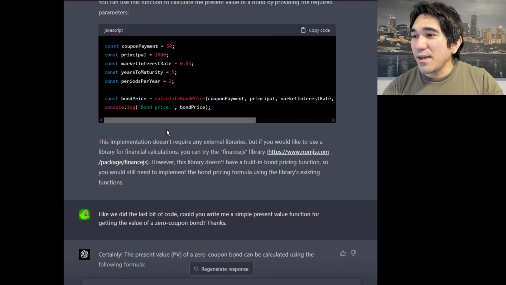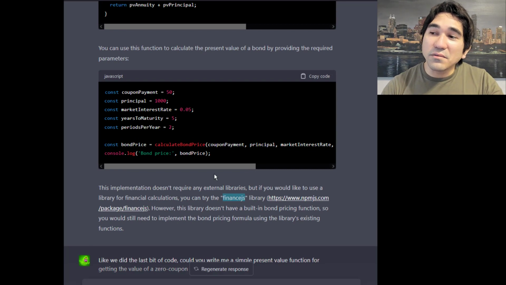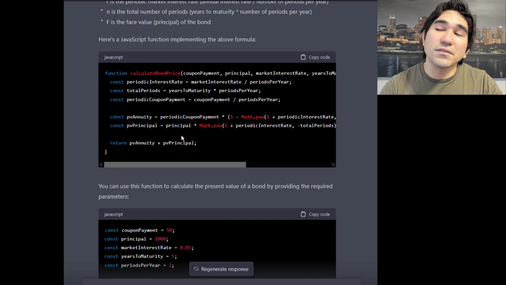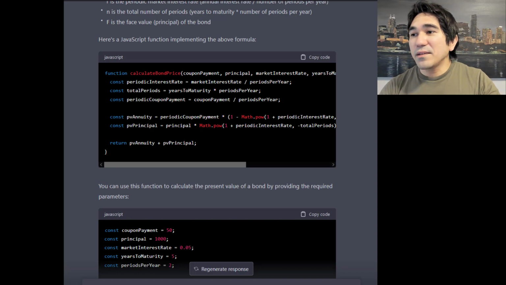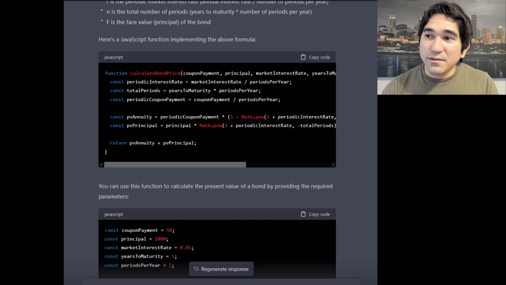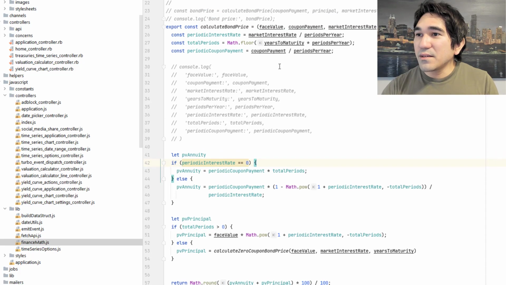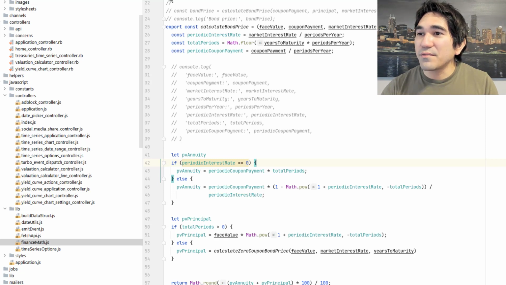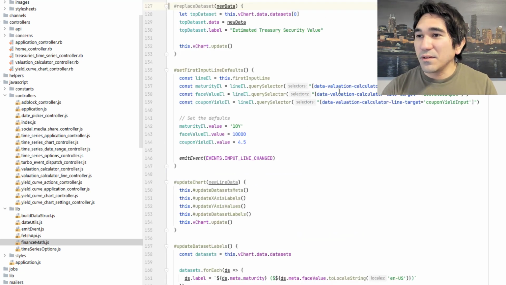And as I suggested, it gave me a reference to the finance.js library, but I really don't like using third-party dependencies when I don't have to. This is a pretty simple function, so I just pretty much copied this into my program, and while I had to make a few tweaks later on, which we'll talk about, you can see it's copy-pasted and it's right here sitting in the code in a little module that I made called Finance Math, which is referenced by my stimulus controller.